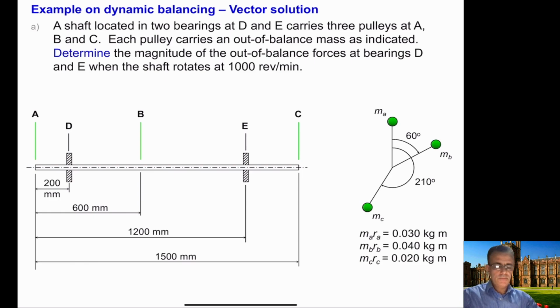Okay, so now we can explain this numerical example, which is again an example on dynamic balancing. Here we are showing the vector solution, that is, how you will solve this graphically. A shaft located in bearings at D and E carries three pulleys at A, B, and C.